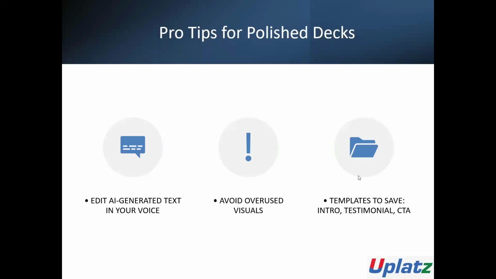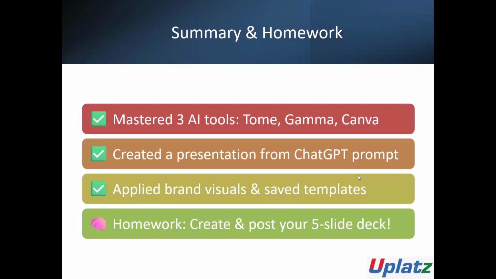You can see we have the pro tips for polished text here as well: we edit AI generated text in your voice, we avoid overused visuals, and we have templates to save for intro, testimonial, and CTA. Indeed, this brings us to the end of this lesson, where we have mastered three AI tools: Tome, Gamma, and Canva. We understand how to create a presentation from a ChatGPT prompt, and we have learned how to apply brand visuals and saved templates as well.